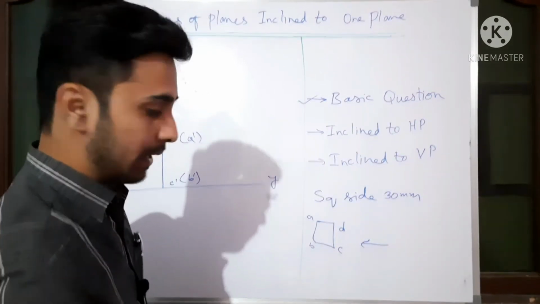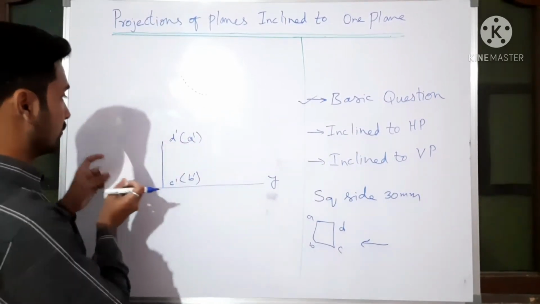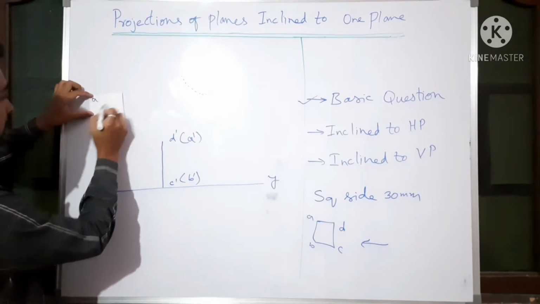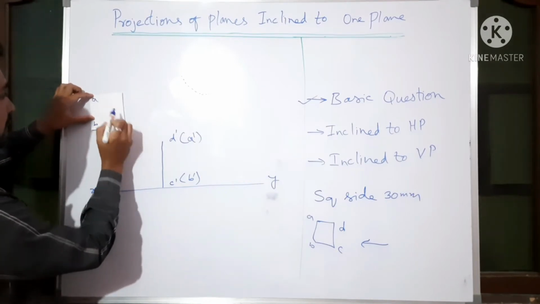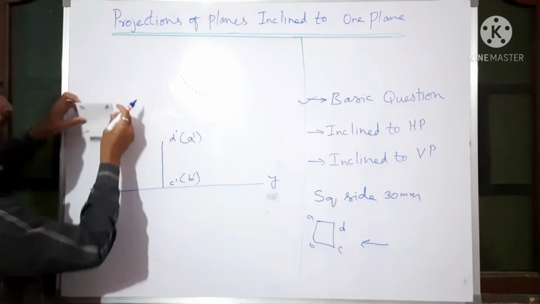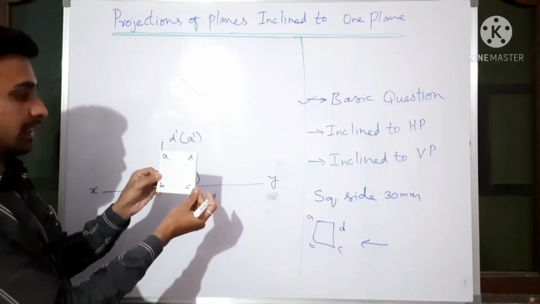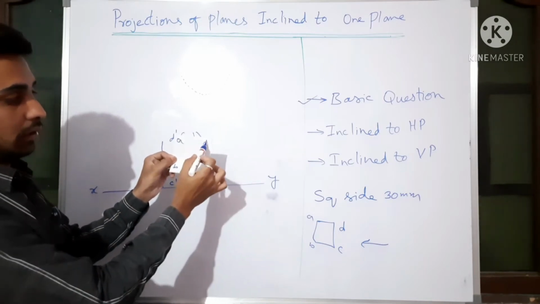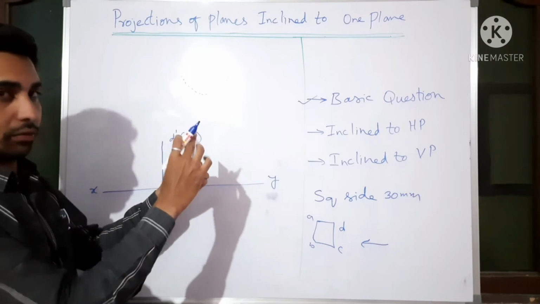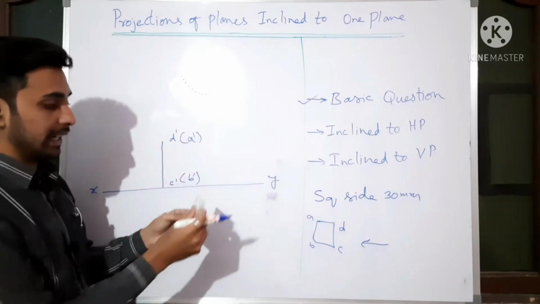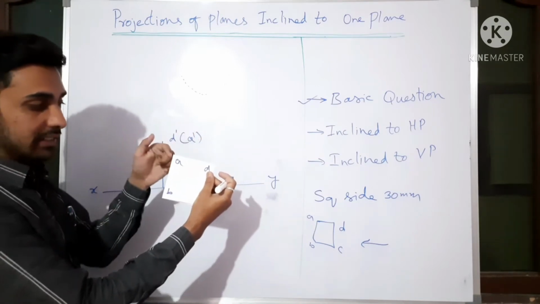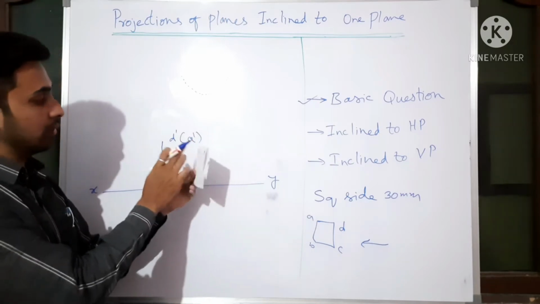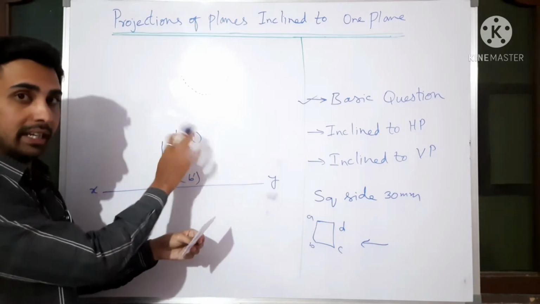Suppose you have a plane like this, A, B, C and D. This plane right now is like this in front of you. So what is in front? First of all, D and C. Whatever is first will be written outside the bracket. Whatever is behind, A is behind D, because the plane is like this. So A goes behind. Whatever is behind goes inside the bracket.